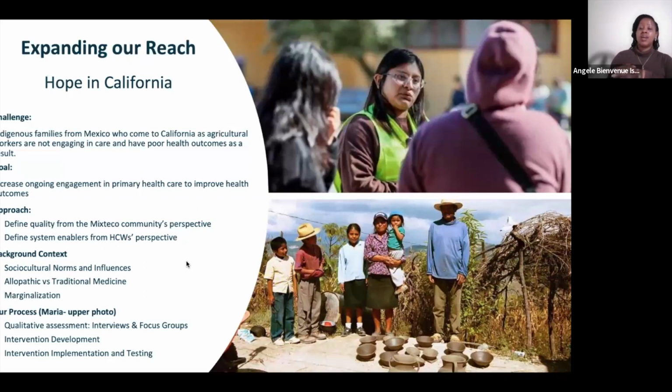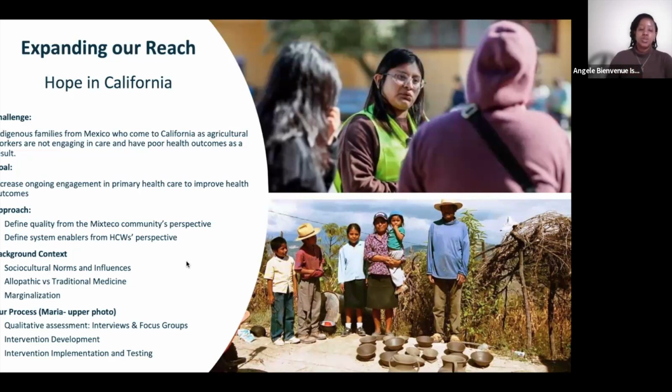So this work has been implemented in Africa, but we are expanding our reach to California with indigenous families from Mexico who came to California as agriculture workers and engage in care, but they have poor health outcomes because they are not fully engaged in care. So we are using a similar approach to define quality from the Mixteco community perspective. We are also defining system enablers from the perspective of California healthcare workers.